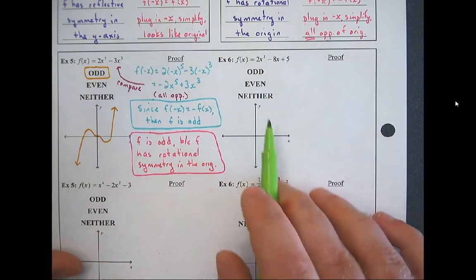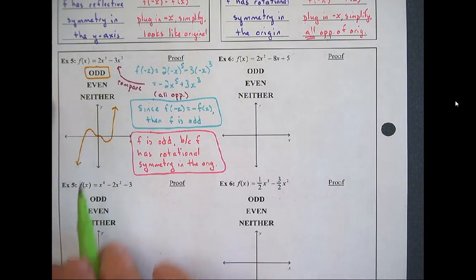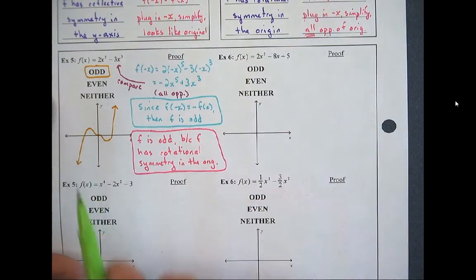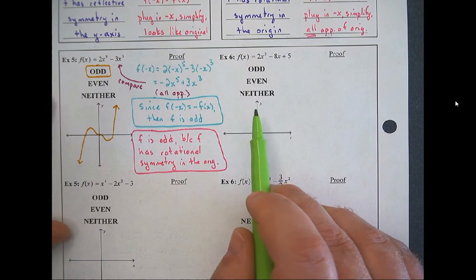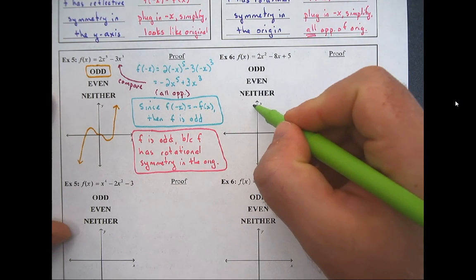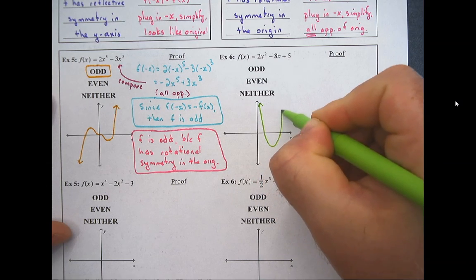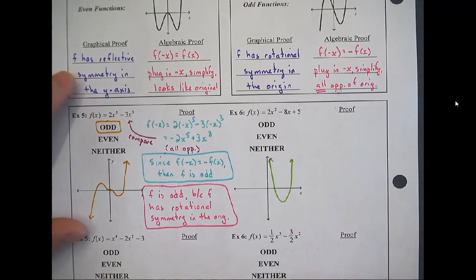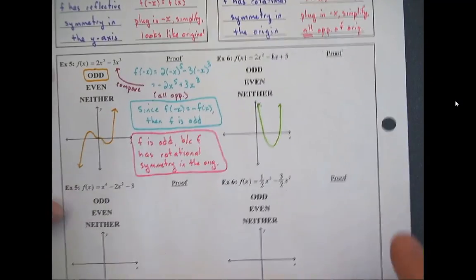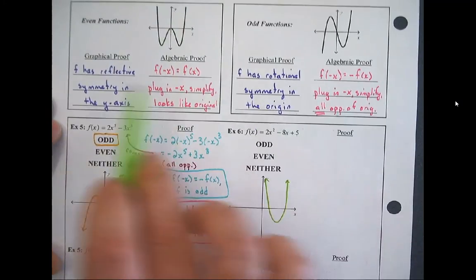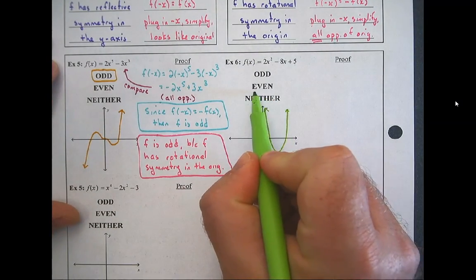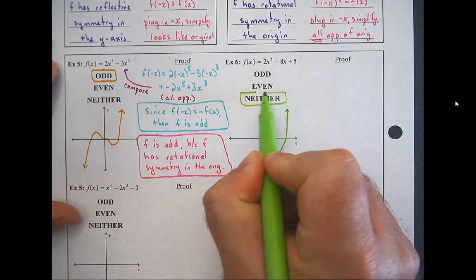Oh, I'm going out of order. Oh, geez, this says 5. I got to change the numbers of these. I should have done this one next, I think, but oh well, we'll go with this. So I've got now a graph that looks something like this. I definitely have reflective symmetry, but it's not across the y-axis. So this doesn't have rotational symmetry, doesn't have reflective symmetry across the y-axis, so this would be a case of neither. This is neither odd nor even.